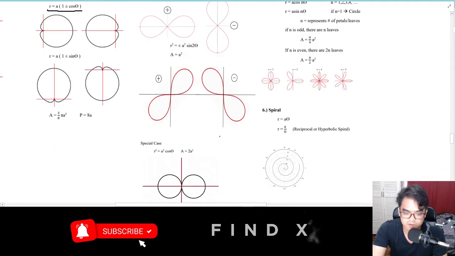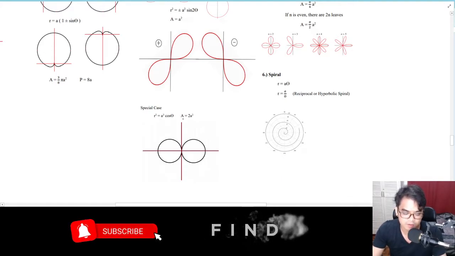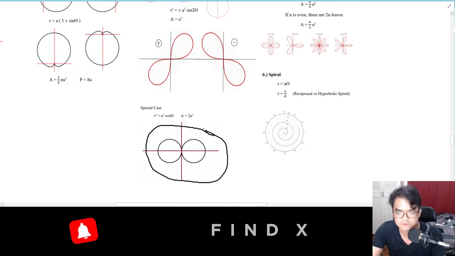For special cases, r squared equal to a squared cosine theta, and then the area will be 2a squared. It will look something like this.